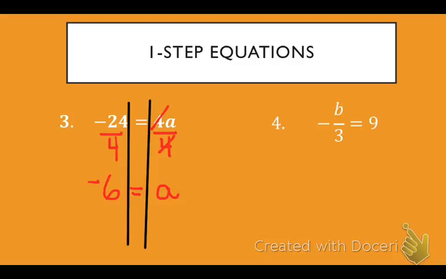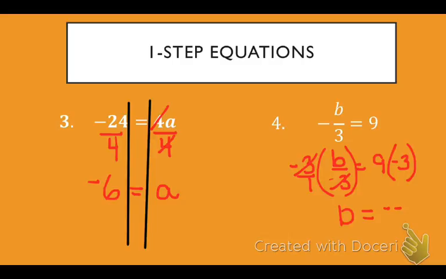In number 4, I have negative b over 3 equals 9. You could also think of this as b over negative 3. So that would help you get rid of the negative 3 in one step. It's held by division, so the inverse is multiplication. So I'm going to multiply both sides by negative 3. If you put this over 1, then you'll see that your negative 3 is reduced to positive 1, b is on the left, and 9 times negative 3 is negative 27.